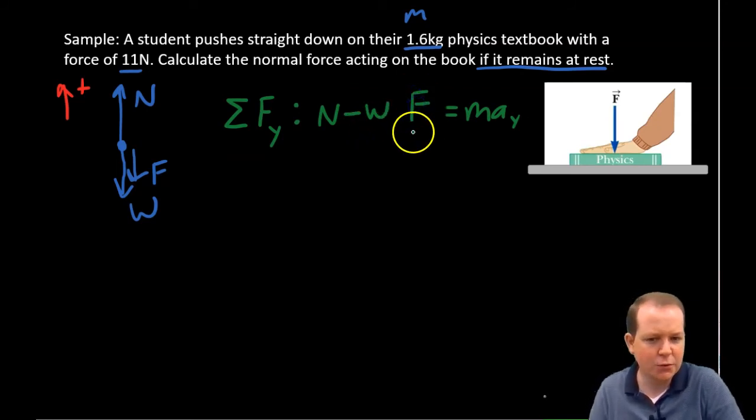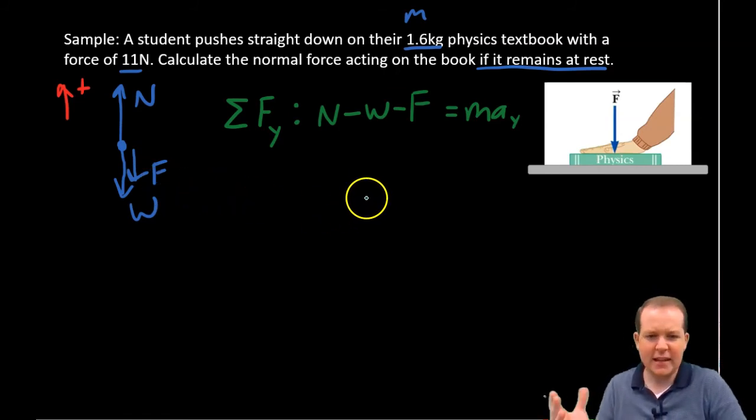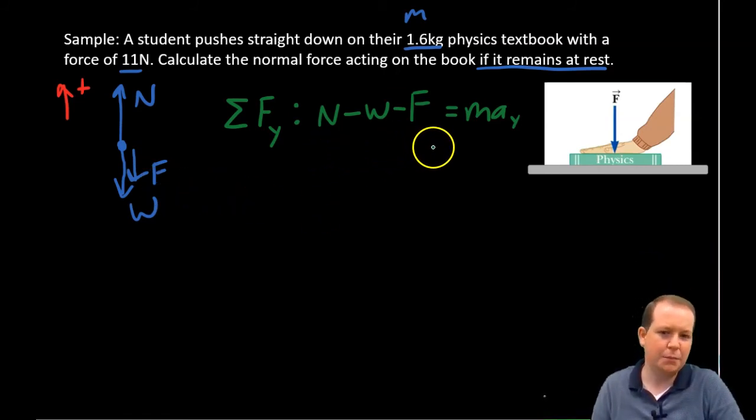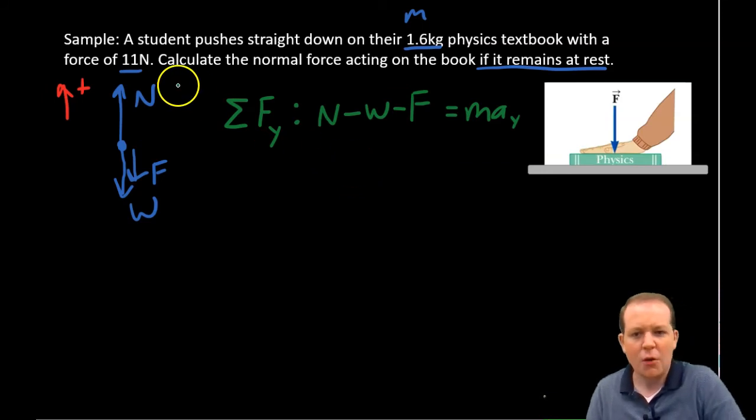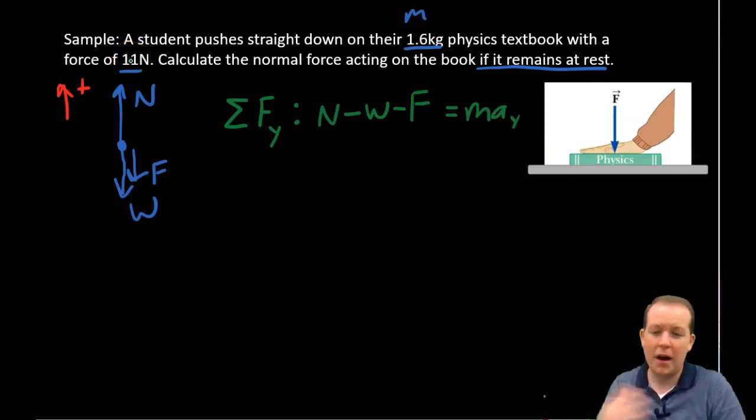Should I be adding or subtracting it? I should also be subtracting it. It is also acting down. Again, some students ask, why don't I just put plus, plus, plus, plus, and then plug in negative numbers? Well, the physics problem isn't going to give you a positive or negative.